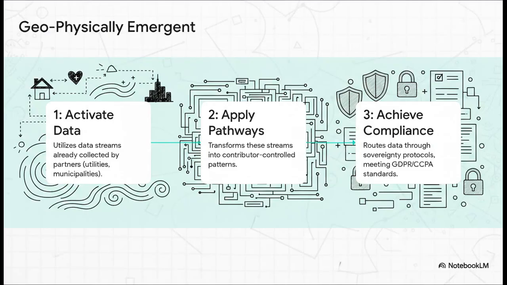So the first feature is really clever. The PCE doesn't require building some massive new data hoovering infrastructure from scratch. Instead, it plugs into data streams that already exist, from your local utility company or your city government. Then it wraps a new legal and technical layer around that data, transforming it. And just like that, it routes the data through new sovereignty protocols, which means partners can meet super strict privacy laws like GDPR, like almost overnight.